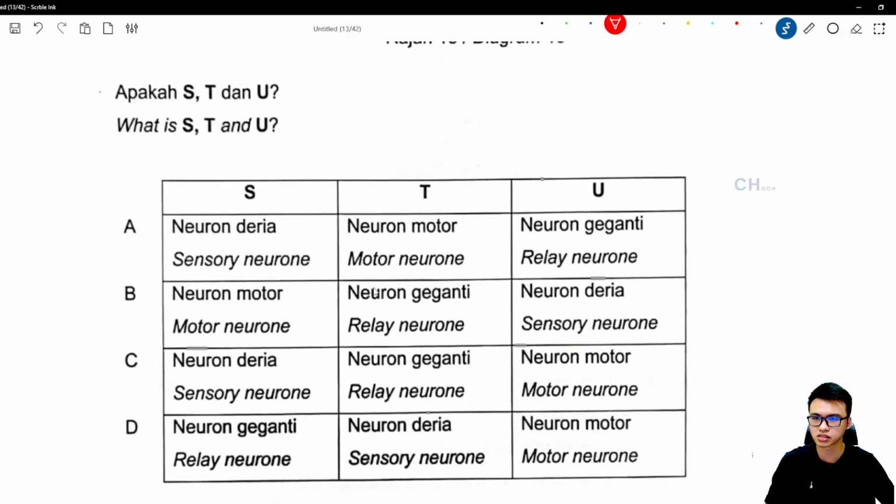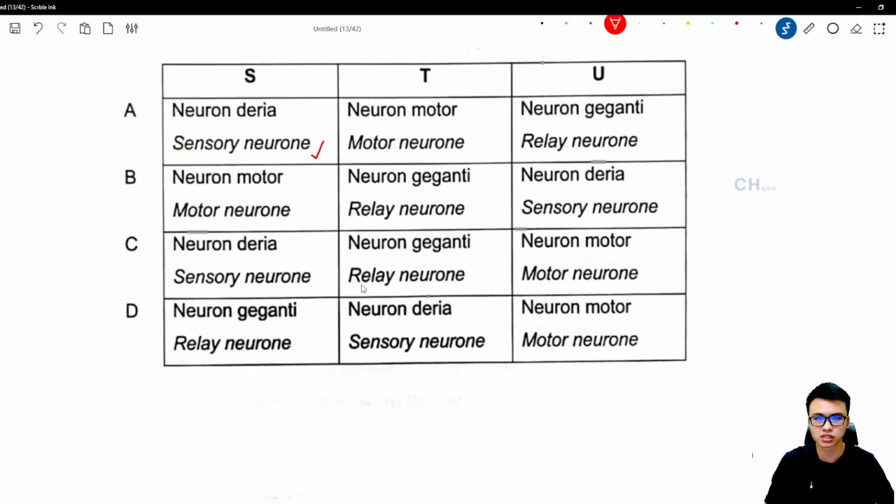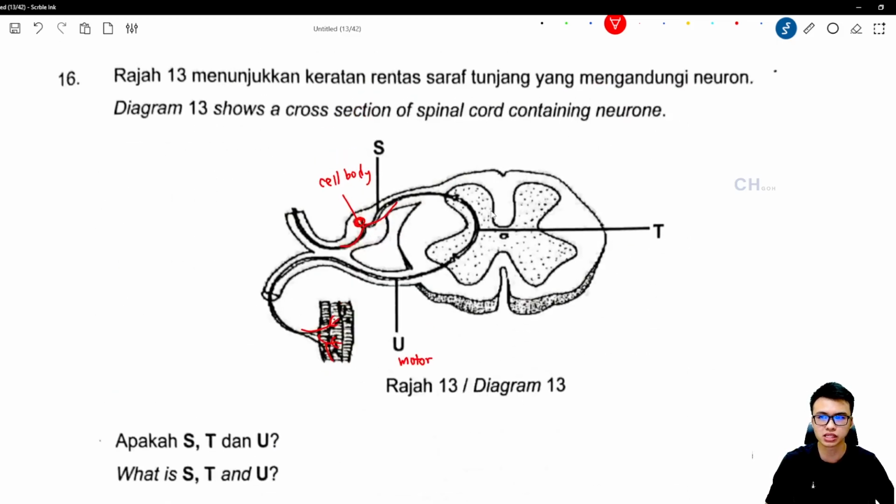So S is a sensory neuron, and U is the motor neuron. So the answer here should be C. Okay, in the middle, T is the relay neuron.